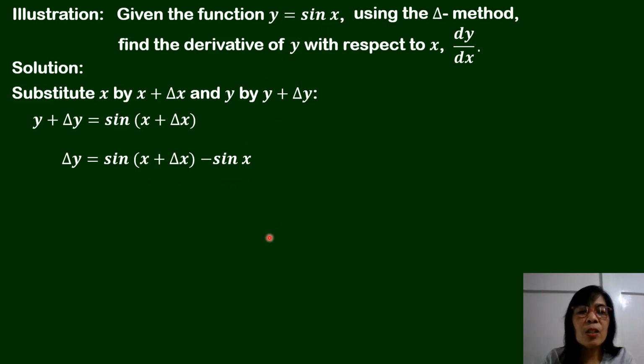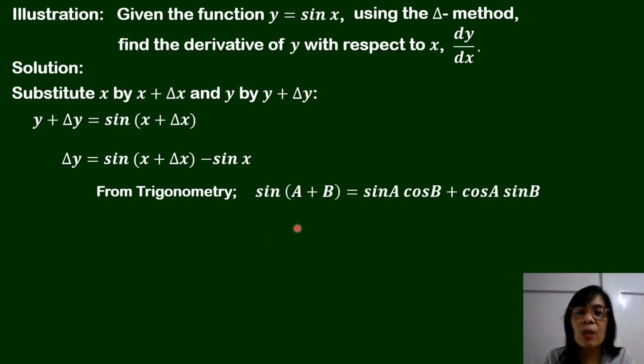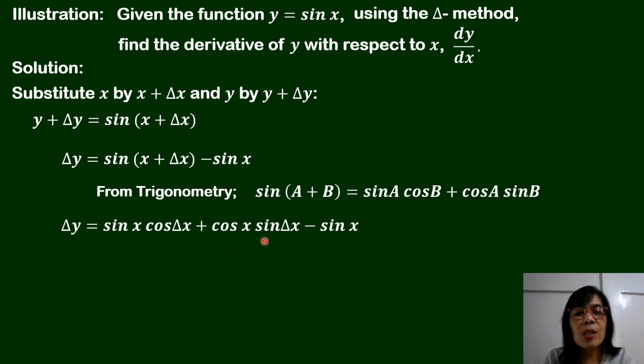Then in trigonometry, we have our sine sum, where sine a plus b is equal to sine a cosine b plus cosine a sine b. So we can apply now this formula for sine of x plus delta x. That will give us now delta y is equal to sine x cosine delta x plus cosine x sine delta x, then minus sine x.